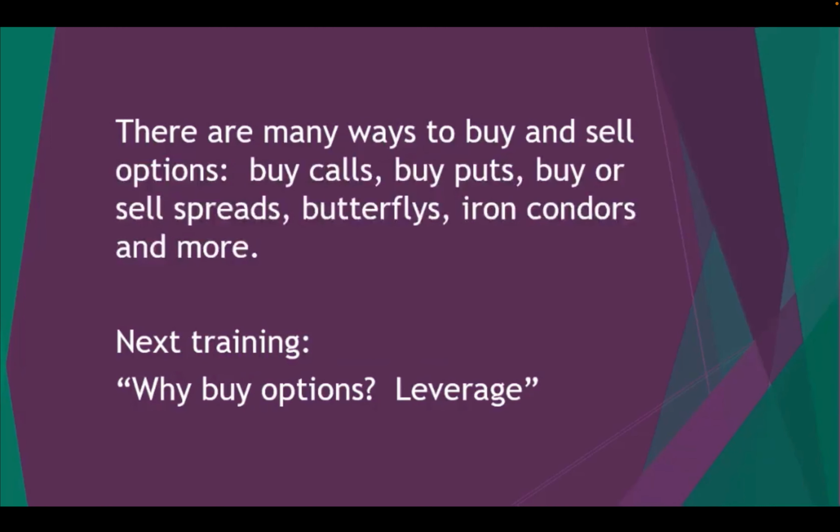So there are many ways to buy options. You can buy calls, you can buy puts, and there are other strategies, spreads, butterflies, condors. We're going to get into that later, but at least you now have a basic understanding of what an option is, how to execute that option with the expiration date, the strike price, and the premium, and how you make money when it goes up or when it goes down.